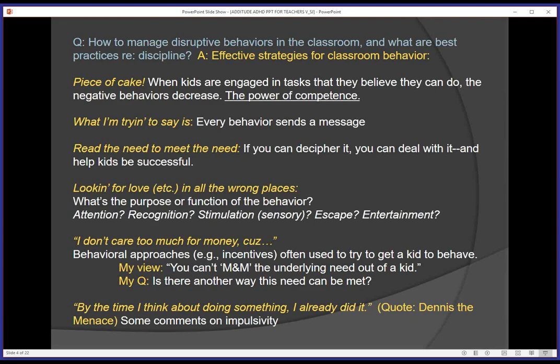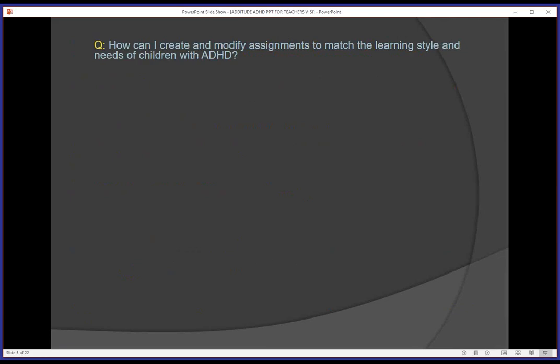Over time, they'll get better at this, but sometimes they engage their mouths before their brains are in gear, and then they look silly, they feel silly, and then the next thing you see is a behavior that's trying to cover up the embarrassment that they feel. So think about that when you're working with kids.